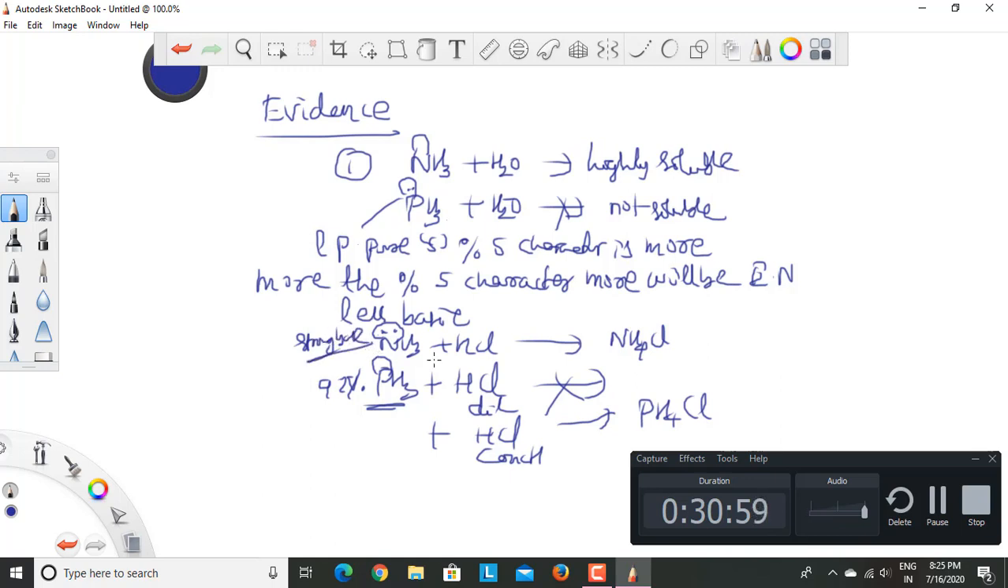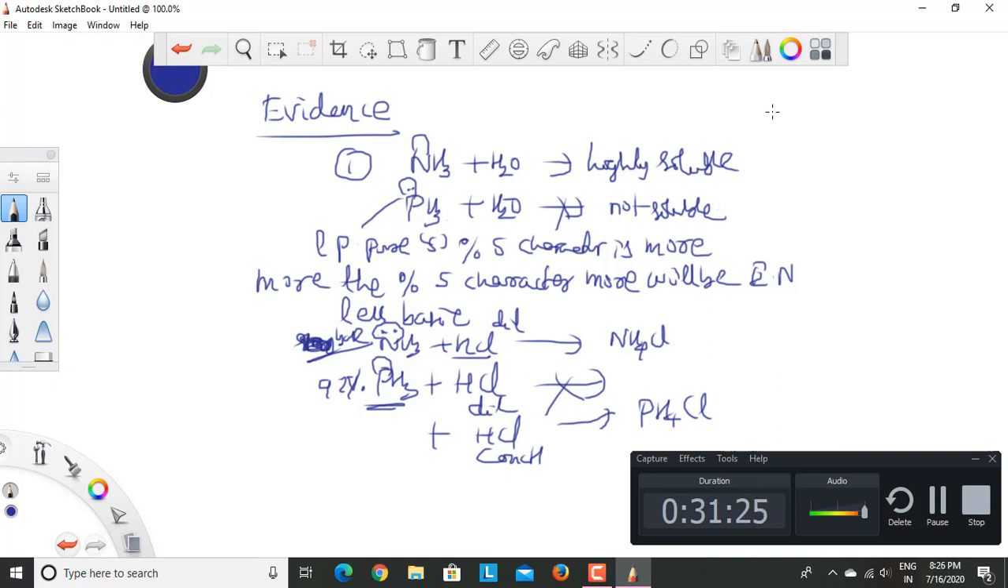Ammonia is a base and can react with HCl. Compared to organic bases, ammonia is a strong base. Compared to inorganic bases, ammonia is not that strong a base. So we say ammonia is a base. We can say ammonia can react with acid in dilute condition, but PH3 cannot react with acid in dilute condition.